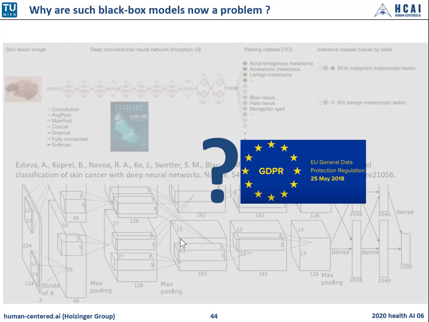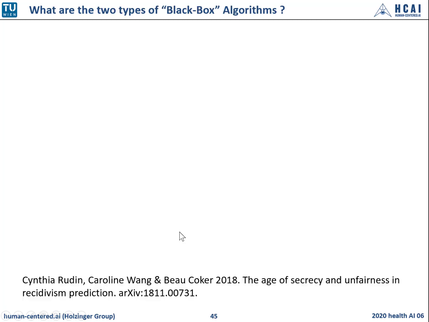And exactly this is not possible with such approaches. And therefore we need methods which allow this. So what are the two types of black box algorithms then?